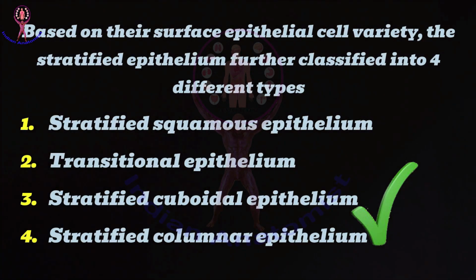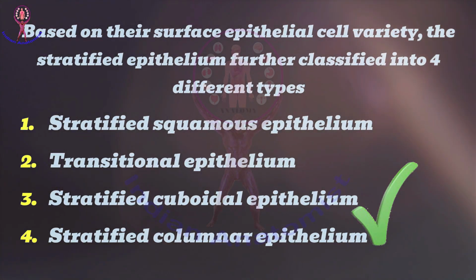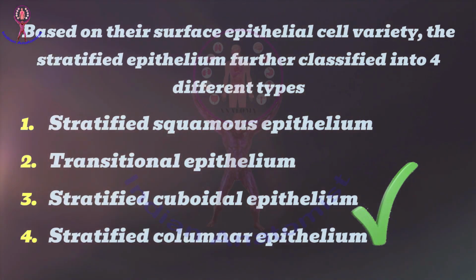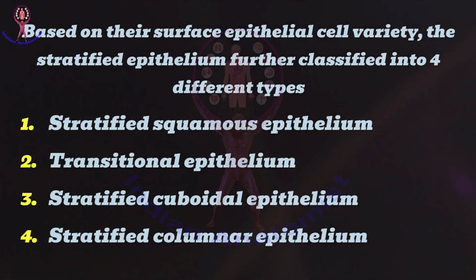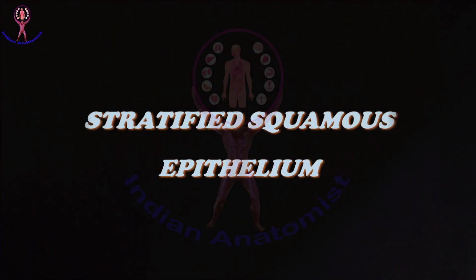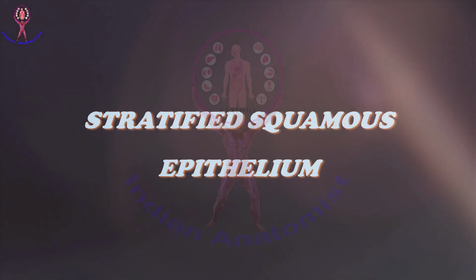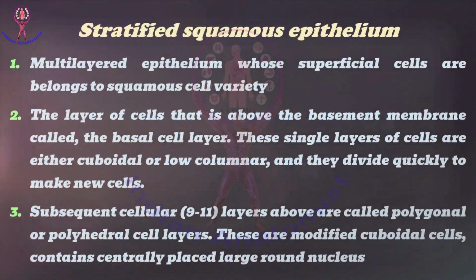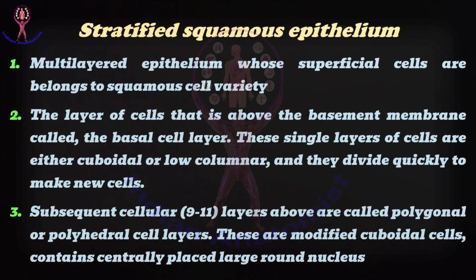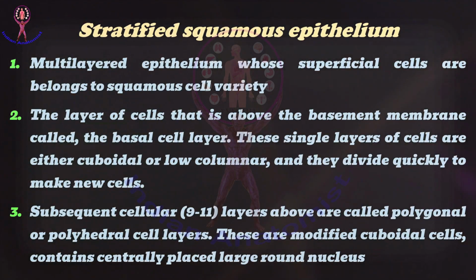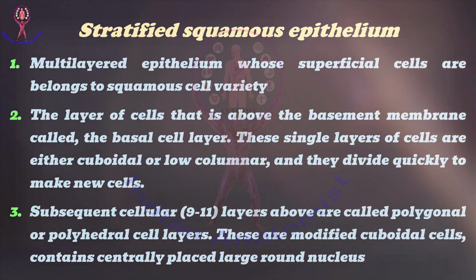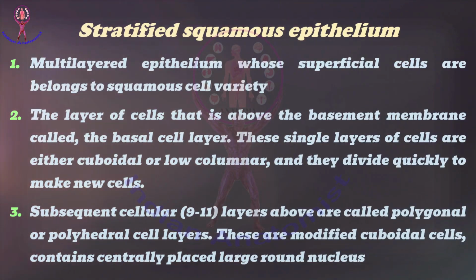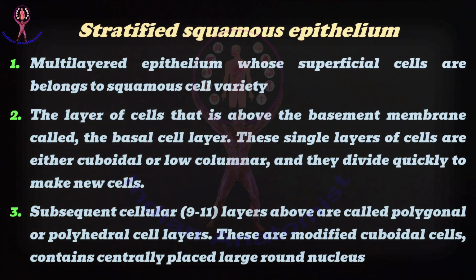The stratified cuboidal and columnar epithelium is a form of epithelial tissue that consists of either cuboidal or columnar cells on their surfaces, respectively. Now, let us see about the first type of stratified epithelium, stratified squamous epithelium. The epithelium is multilayered, with superficial cells being of the squamous cell type. The layer of cells located above the basement membrane is referred to as the basal cell layer.